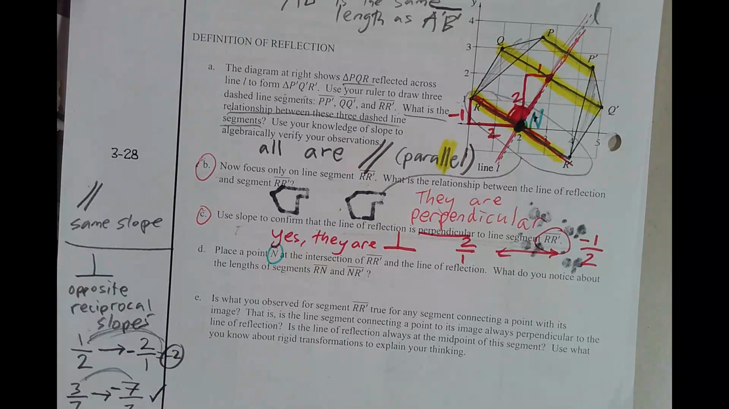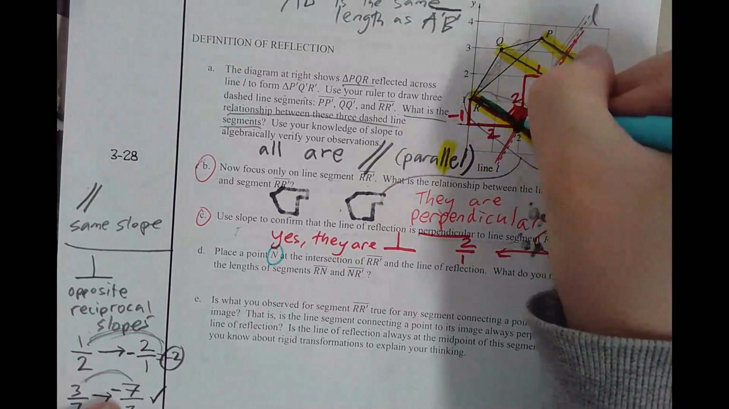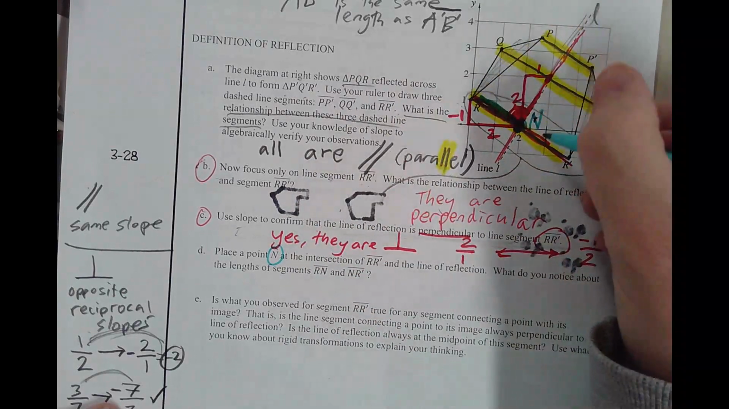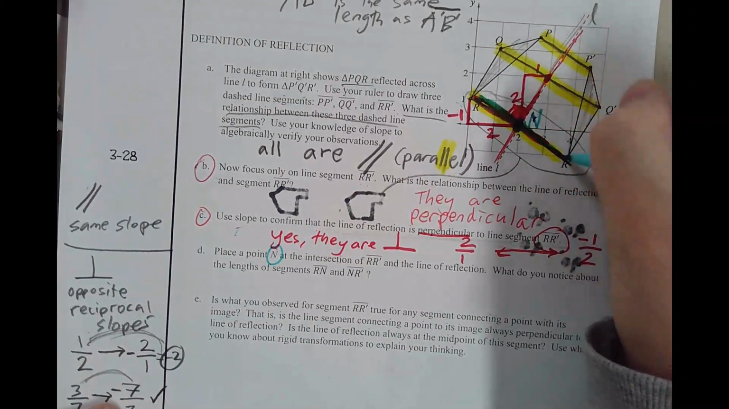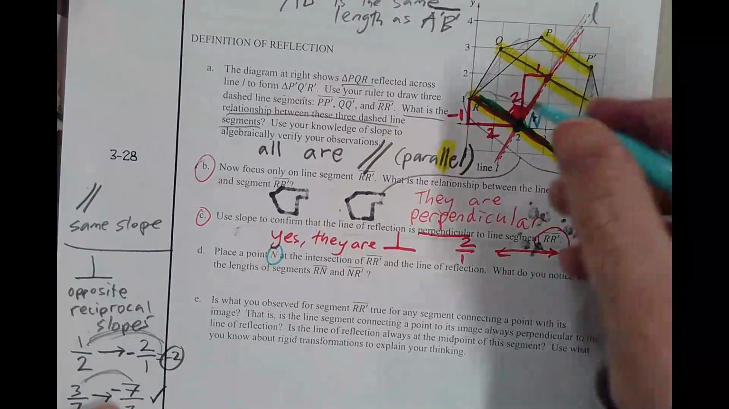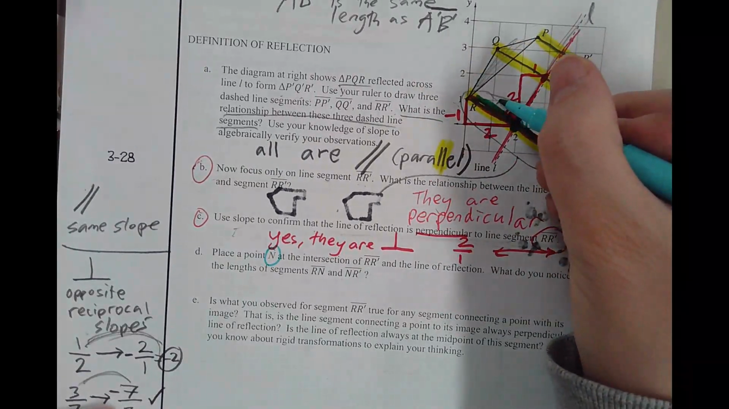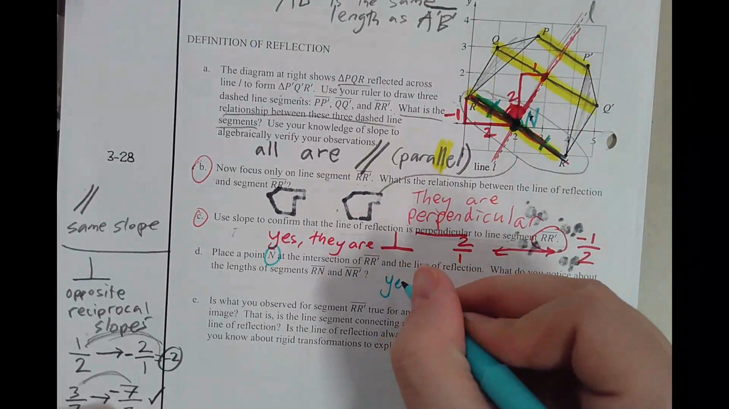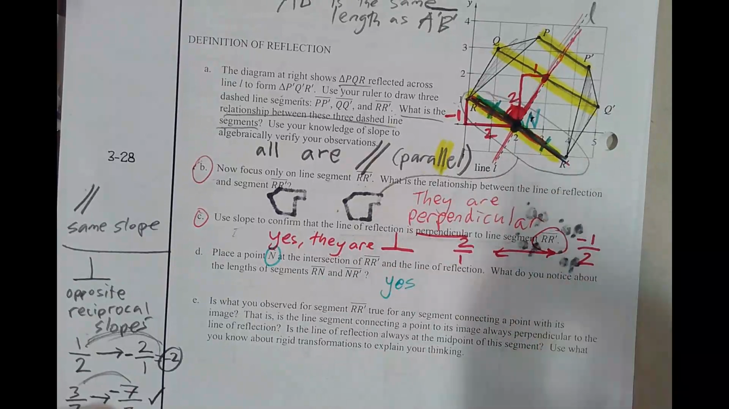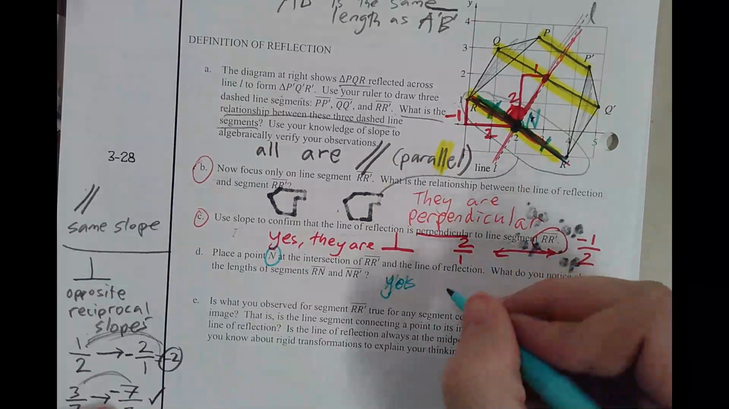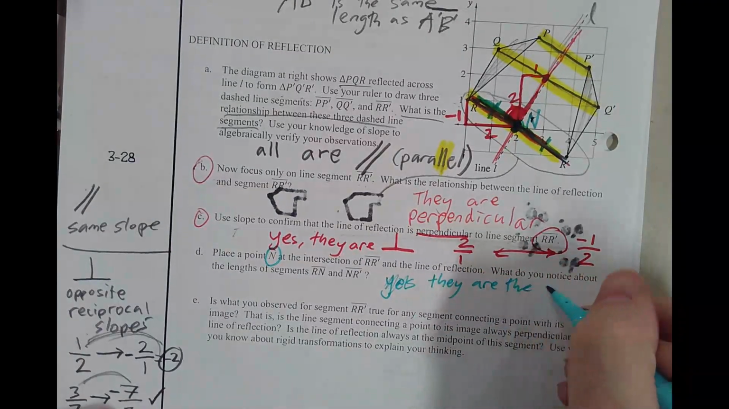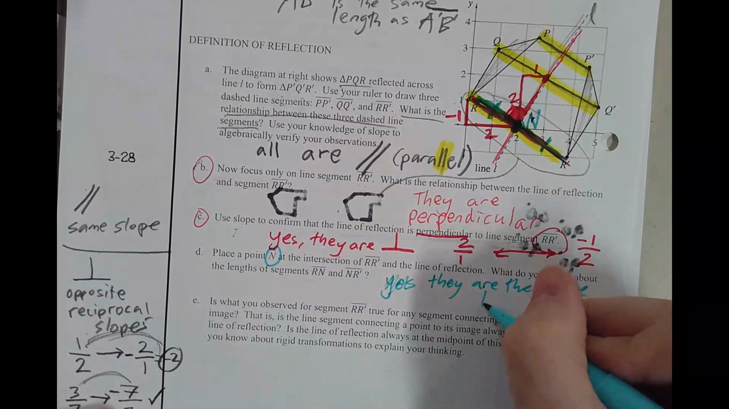It says, what do you notice about the lengths of RN, right there, RN, and NR prime? What do you notice? So the thing I want you to notice for this one is they're probably the same length. Okay, so you want to write that down. Well, what do you notice? Not yes. What do you notice is they are the same length.